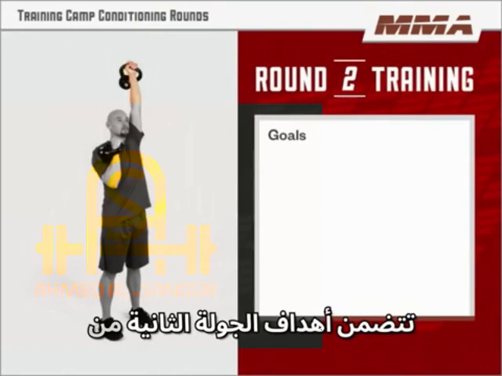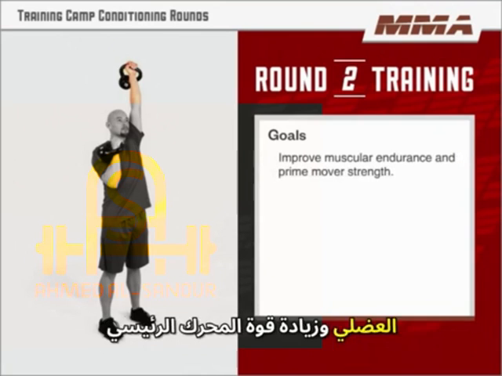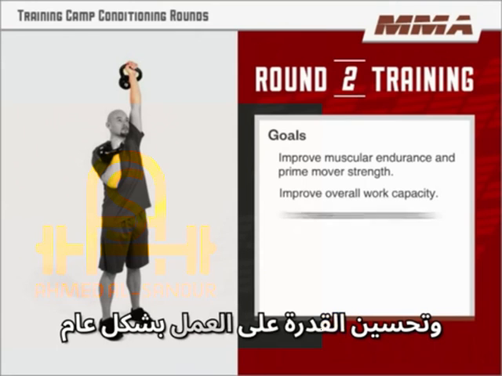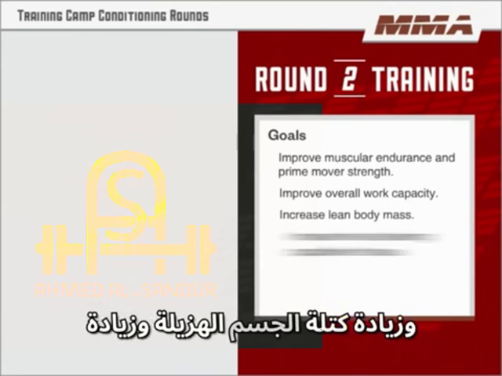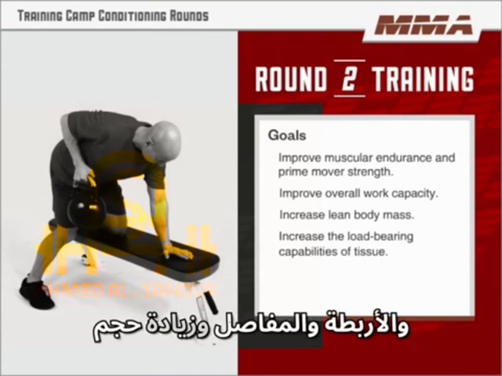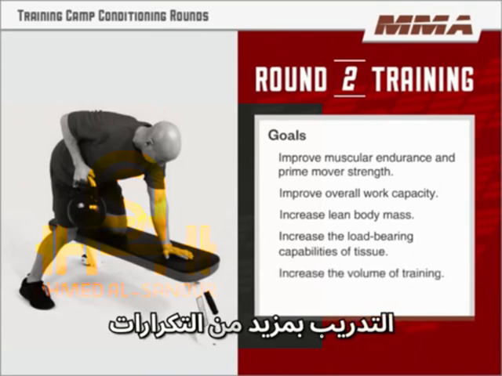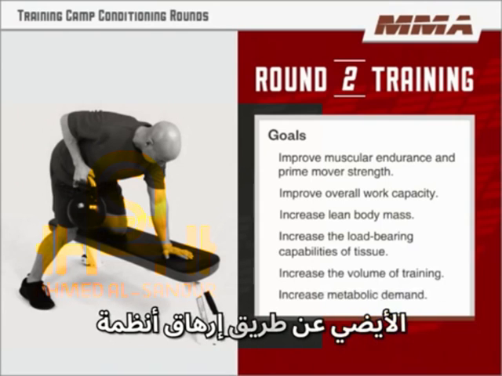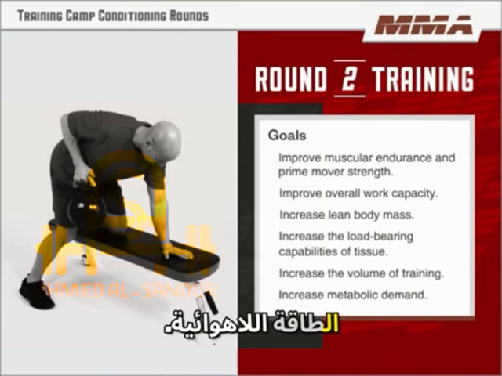The goals of Round 2 training include improving muscular endurance and increasing prime mover strength, improving overall work capacity, increasing lean body mass, increasing the load-bearing capabilities of muscles, tendons, ligaments, and joints, increasing the volume of training with more reps, sets, and intensity, and increasing metabolic demand by taxing the anaerobic energy systems.